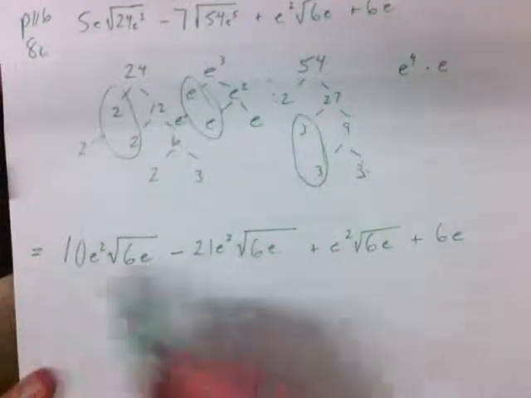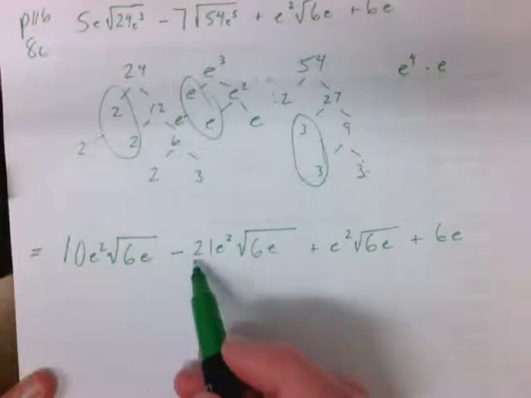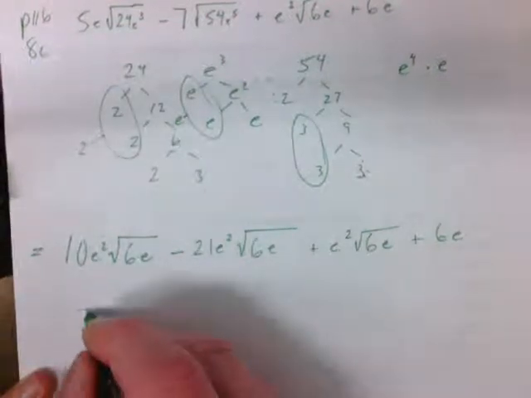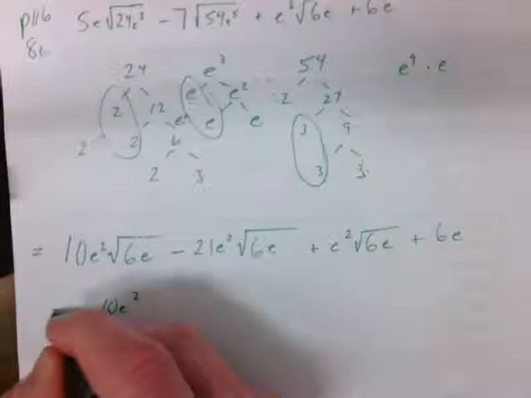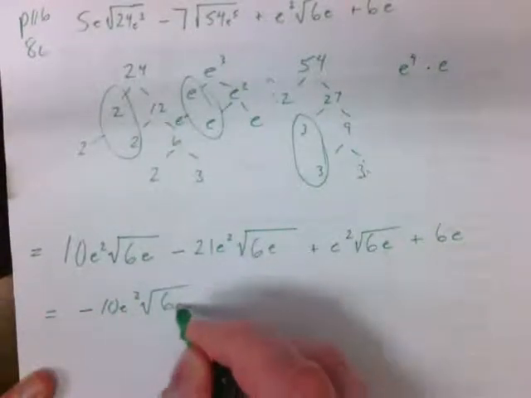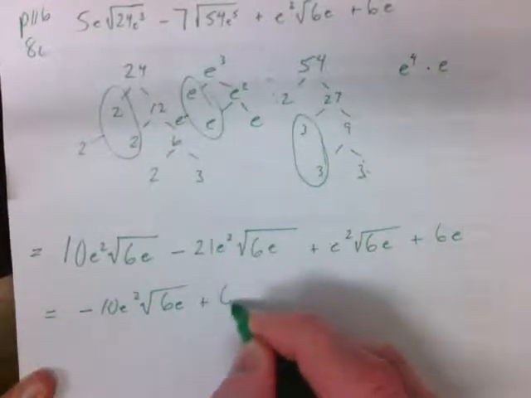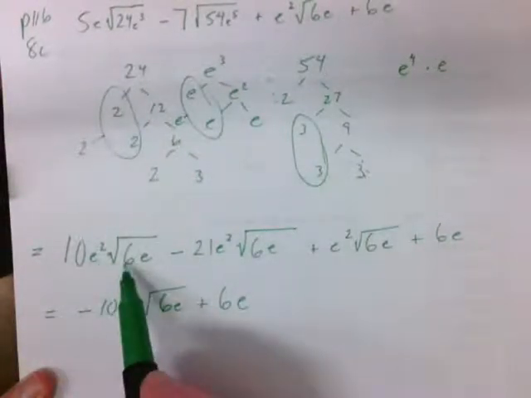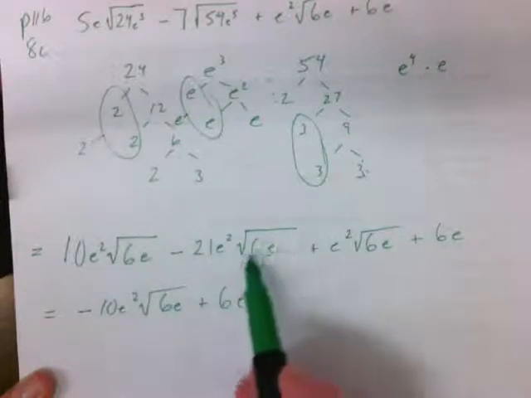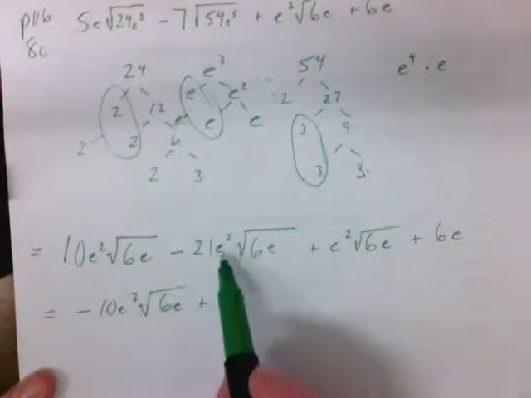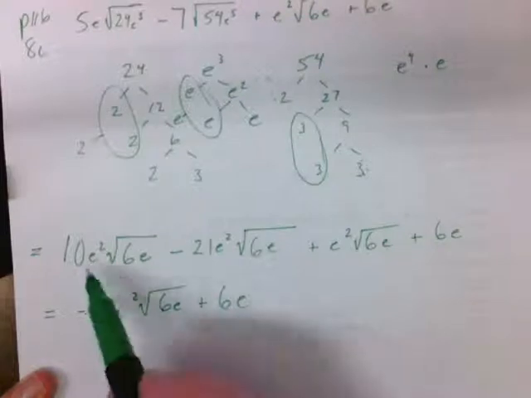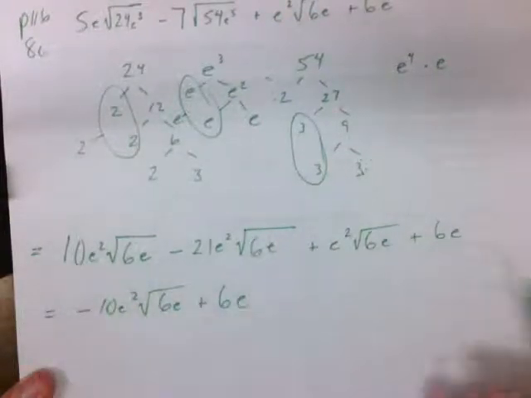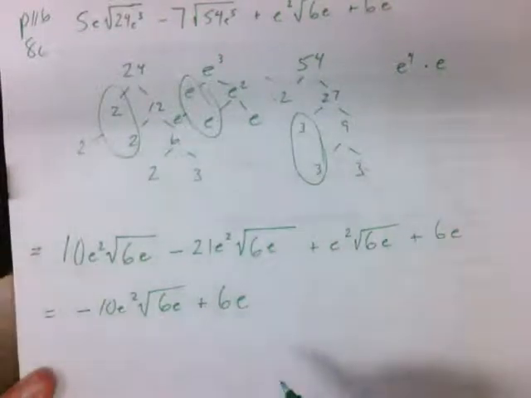So 10 plus 1 is 11. 11 minus 21, so it's going to be negative 10. Negative 10e squared root 6e plus 6e. Done. These are like terms not only because of this root, but also because of this variable. The variable's the same. If one of these was just an e, they wouldn't be like terms anymore. Hopefully that makes sense.